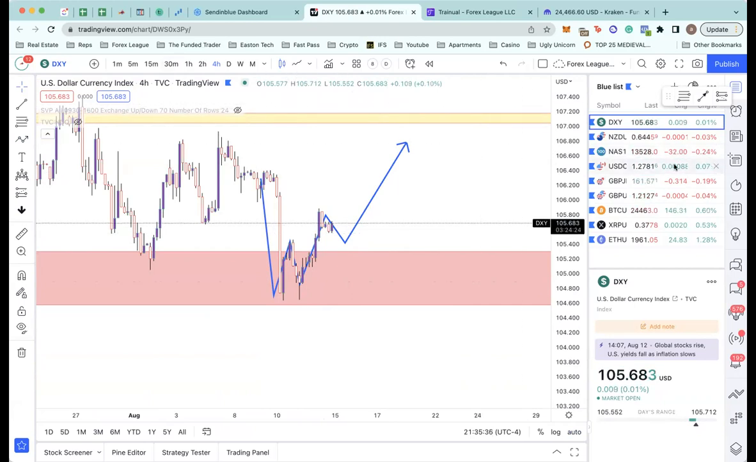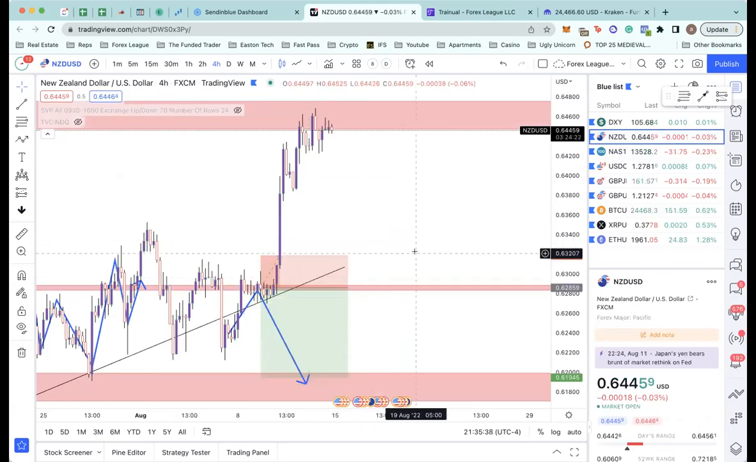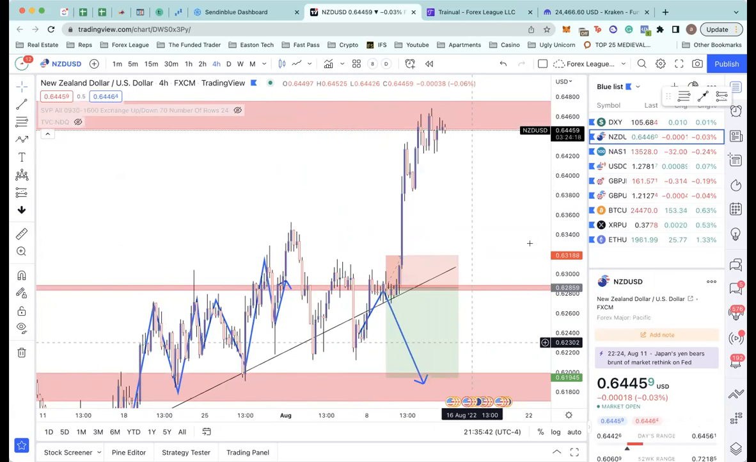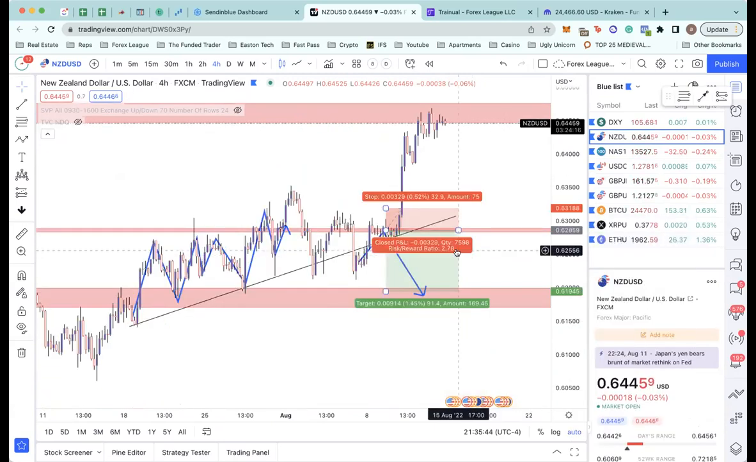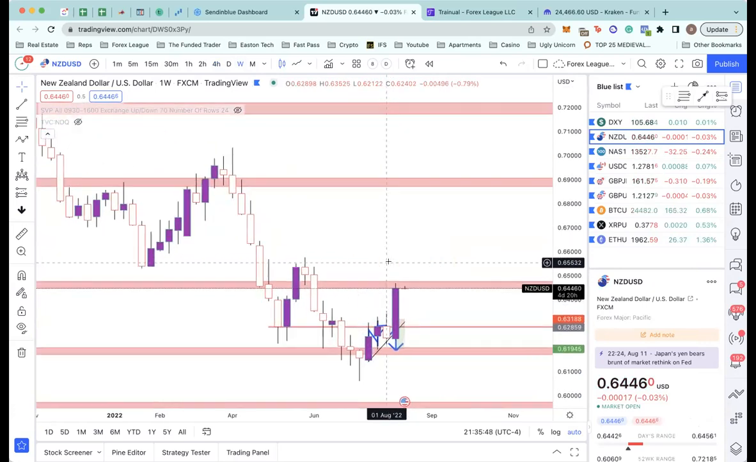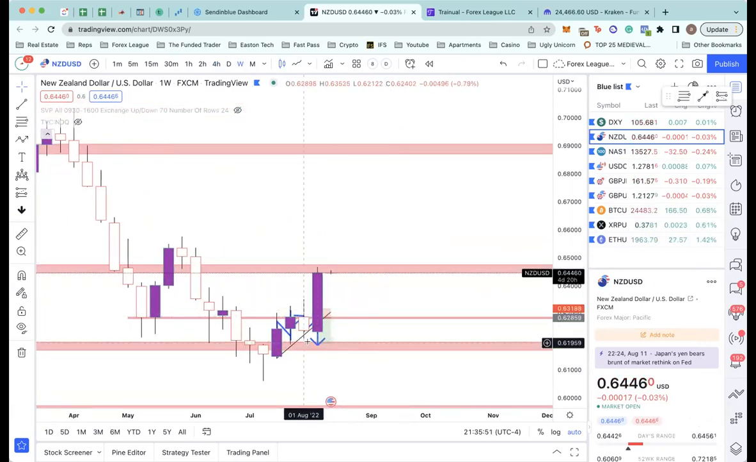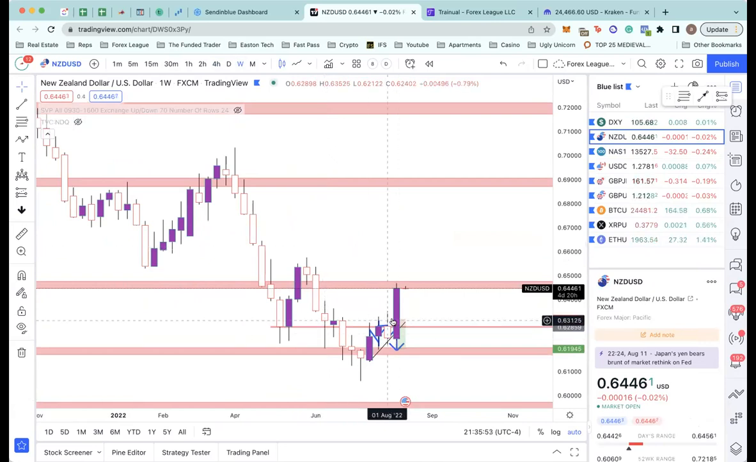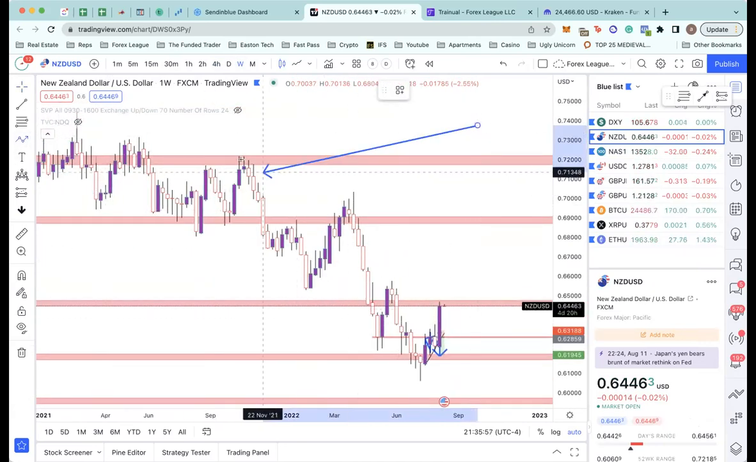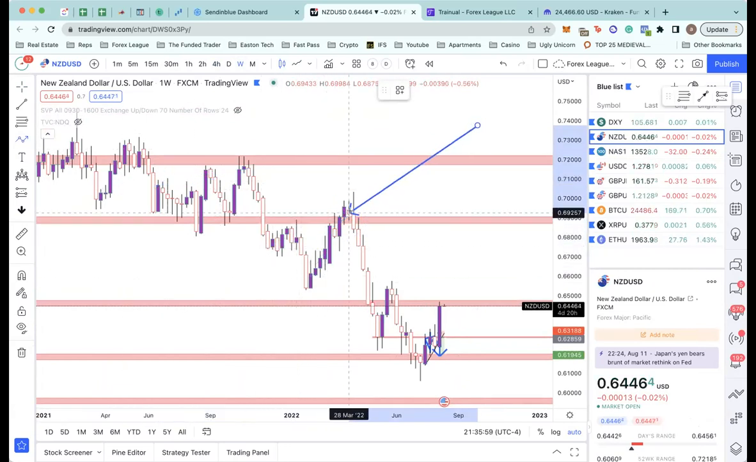With that being said, I'm going to hop over to NU. This is going to be the first pair that we go over. And as you could see last week, we actually planned to take a short, and this one we got stopped out on. So we're going to go over what exactly happened on this, because this thing out of nowhere just shot up, right? Very exponentially. Overall in the weekly, we're in a downtrend, forming these lower lows and lower high points, right?